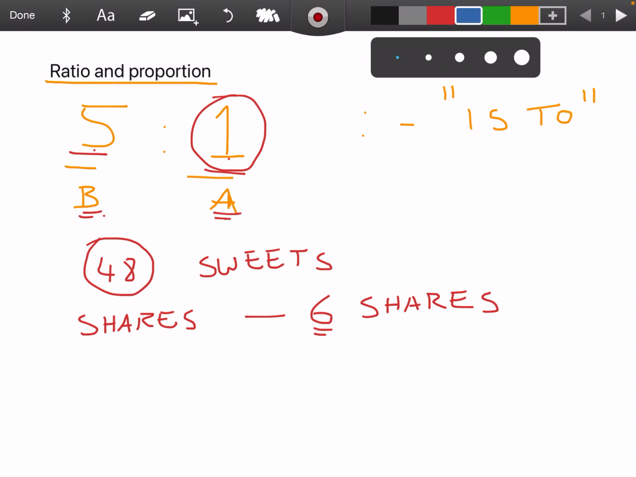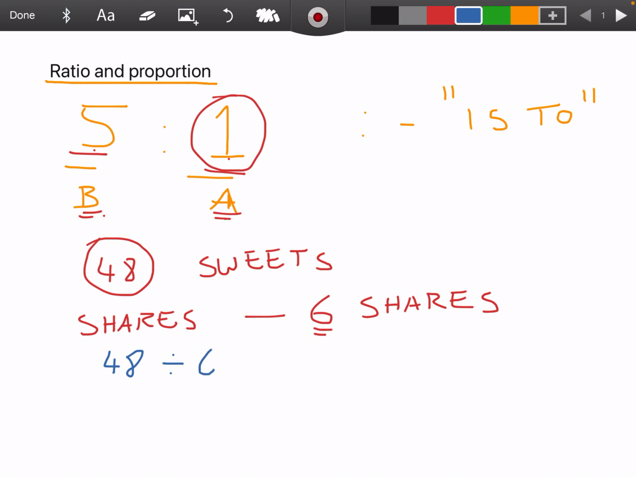So the way to do that, as I said, we can do 48 divided by 6, and that will tell me what one share is worth. And if I know what one share is worth, then I can do anything with that. Then I can figure out how many shares, whatever it is. So 48 divided by 6 is 8, isn't it? So each share in this case is going to be worth 8 sweets. That's what we're talking about, isn't it?